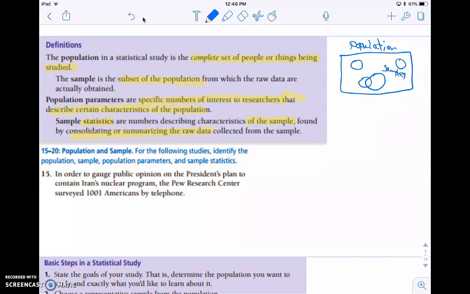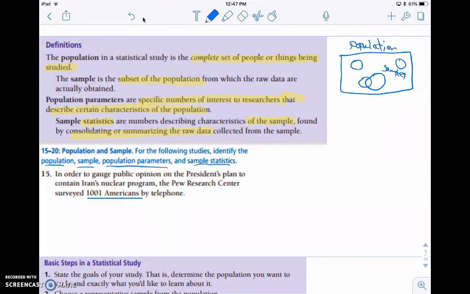So let's look at this first question we have here. For the following study, identify the population, the sample, population parameters, and the sample statistics. Okay, question 15. In order to gauge public opinion on the President's plan to contain Iran's nuclear program, the Pew Research Center surveyed 1,001 Americans by telephone.